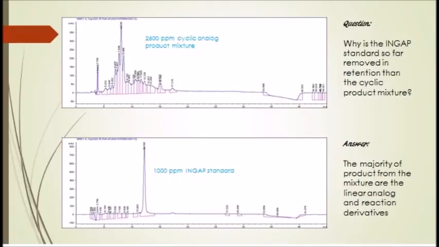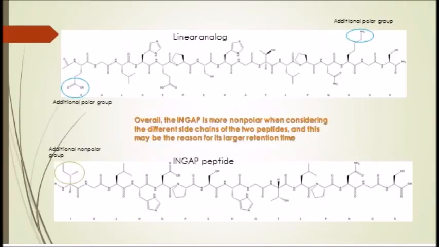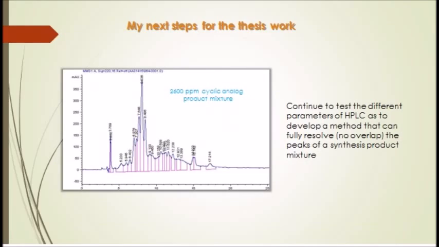The reason for this may be due to differences in overall polarity between the two. The INGAP peptide has an additional isoleucine nonpolar group. The linear analog has two additional polar groups, the ones that are incorporated for cyclization. And all this equates to the INGAP being more nonpolar and attracted, and thus retained more by the nonpolar stationary phase of this method.